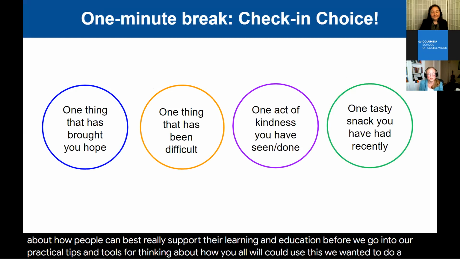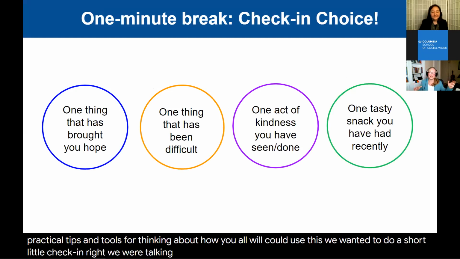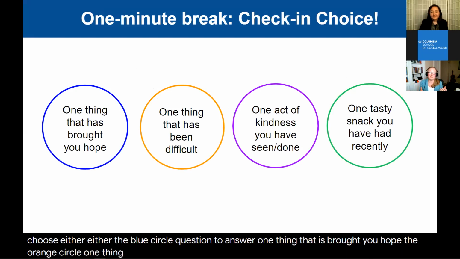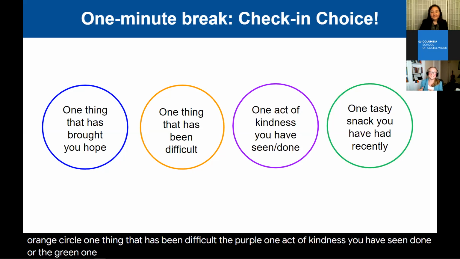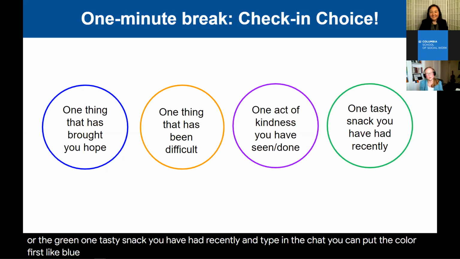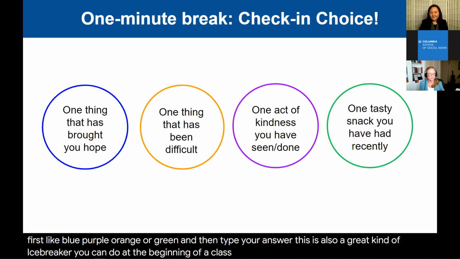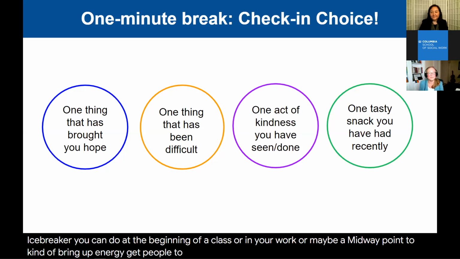Before we go into our practical tips and tools for how you all could use this, we wanted to do a short check-in. We've been talking a lot about checking in, voice and choice, and you have the choice to pick either the blue circle question, one thing that has brought you hope, the orange circle, one thing that has been difficult, the purple, one act of kindness you have seen done, or the green, one tasty snack you have had recently. Type in the chat, putting the color first, like blue, purple, orange, or green, and then your answer. This is also a great icebreaker you can do at the beginning of a class or in your work, or at a midway point to bring up energy and get people checking back in.